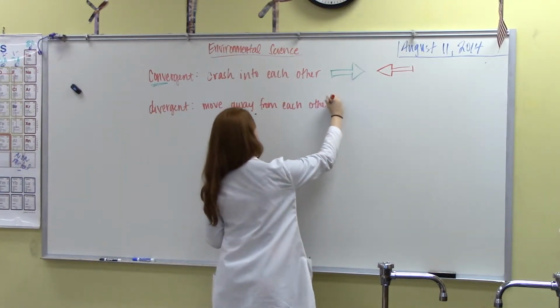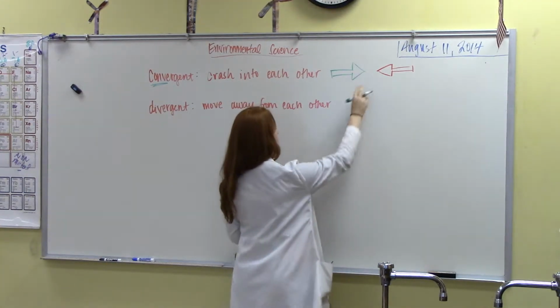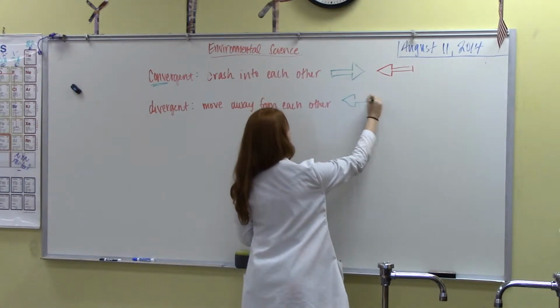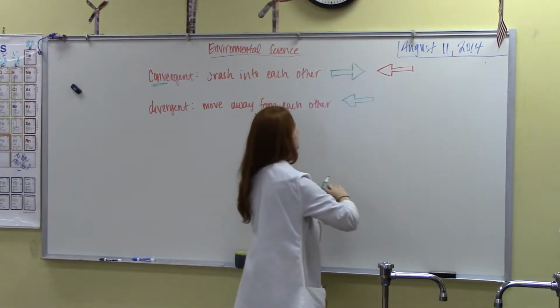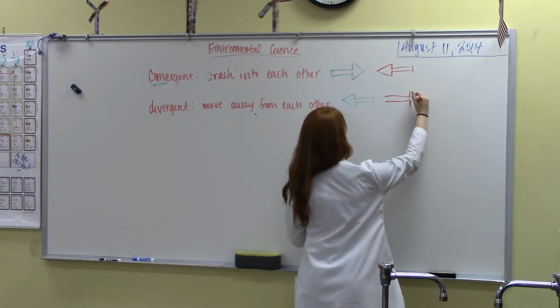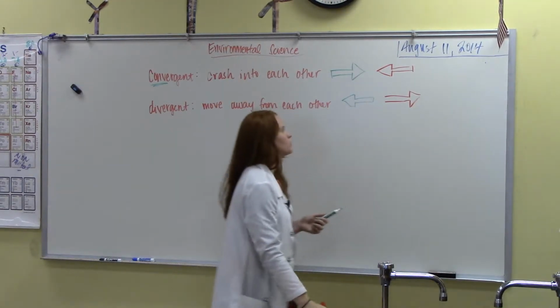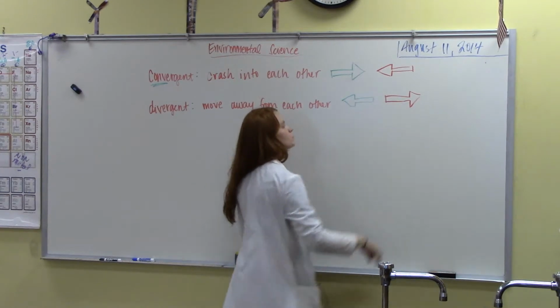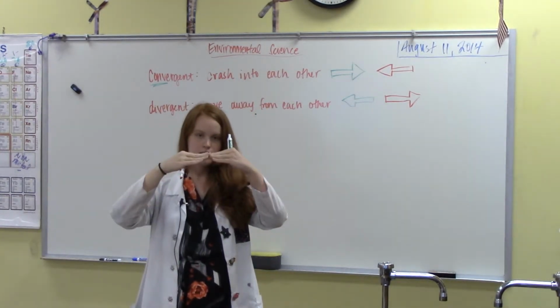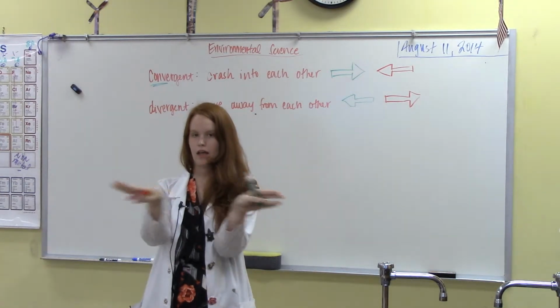So my arrows for this one are going to be the opposite of that. I'm going to have the pointy end out. Wow, that's a weird looking arrow. I told you guys, I cannot draw at all. So they're going away from each other. We have them going like this, and we have them going like this.